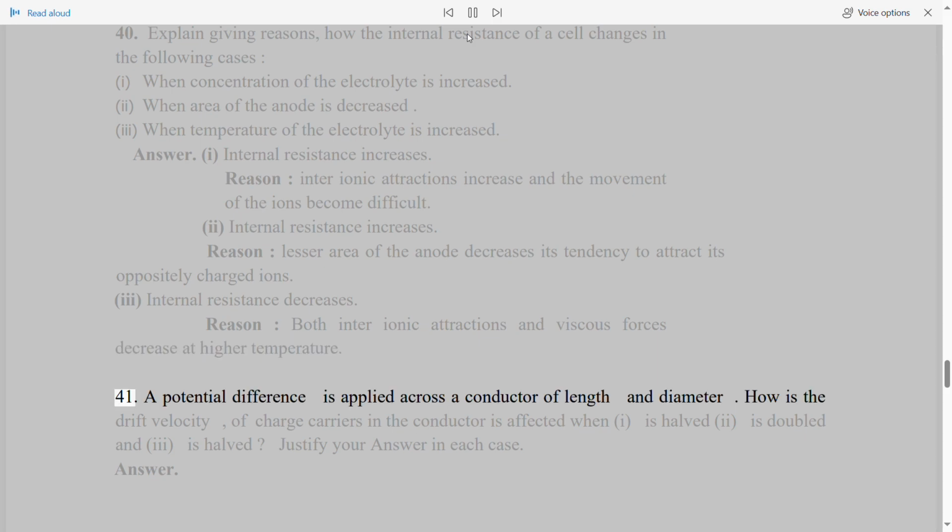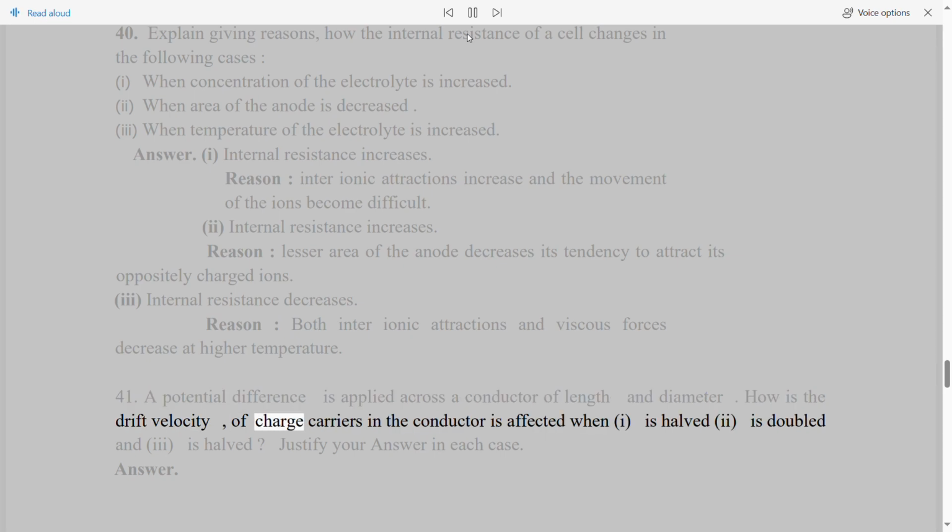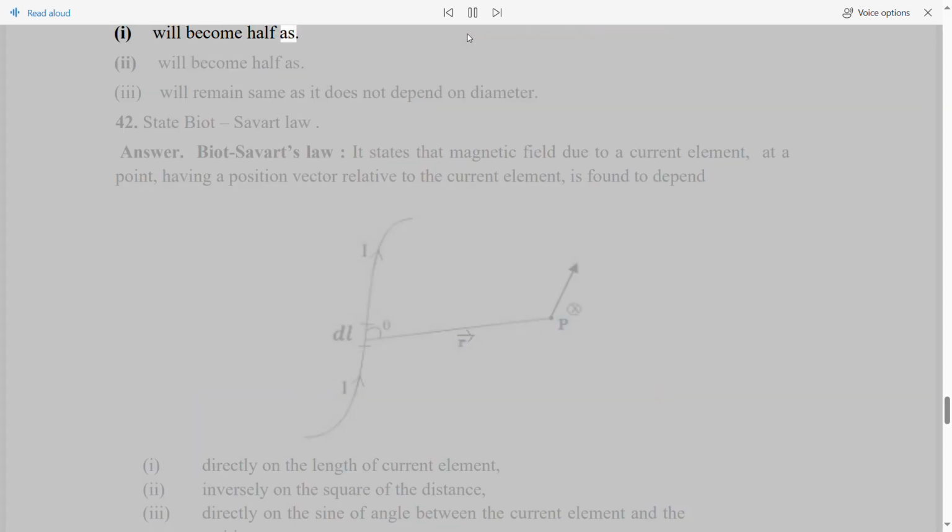41. A potential difference is applied across a conductor of length l and diameter d. How is the drift velocity of charge carriers in the conductor affected when 1. l is halved, 2. l is doubled and 3. d is halved? Justify your answer in each case. Answer: 1. It will become half as. 2. It will become half as. 3. It will remain the same as it does not depend on diameter.